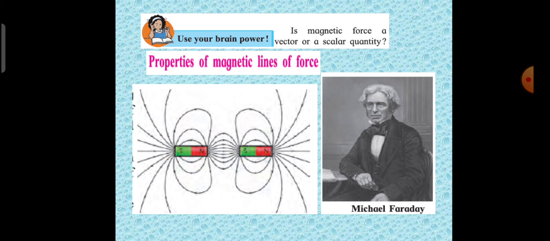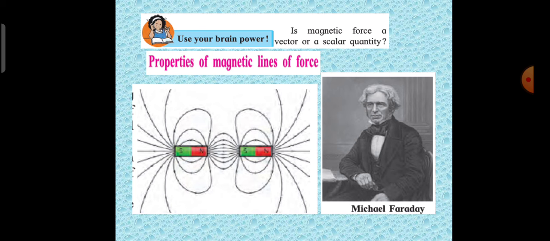Fourth, magnetic lines of force repel each other. Fifth, magnetic lines of force do not intersect each other. And sixth, the number of magnetic lines of force at a particular point determines the strength of the magnetic field over there. So you can now see from the figure how the properties given above help to explain the repulsion between like poles, attraction between opposite poles.